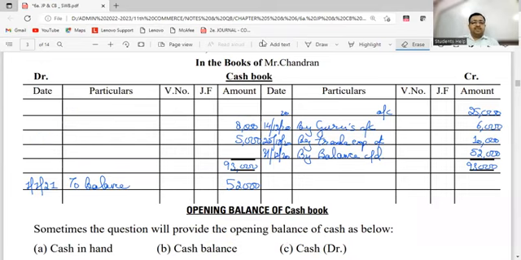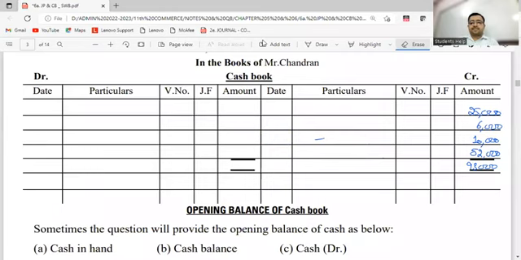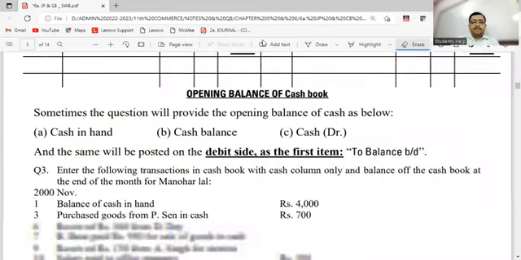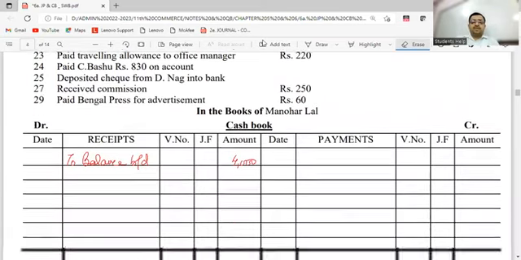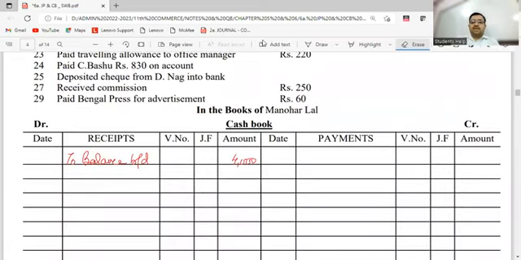Let's proceed to the next question, children. We have written balance of cash in hand. Put the date in the date column. And what's the next transaction, children? Purchase goods from F.A.C.E in cash. Journal entry तो लोगों को पता है. Forget the journal entry. Is it a payment of cash or a receipt of cash? Payment. So children, we'll be putting it on the credit side.